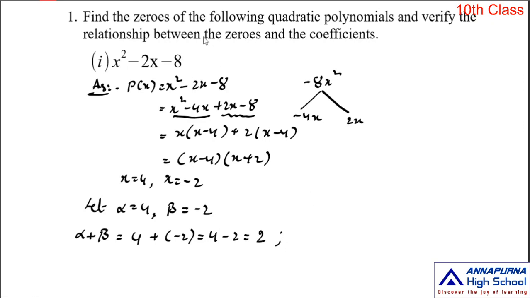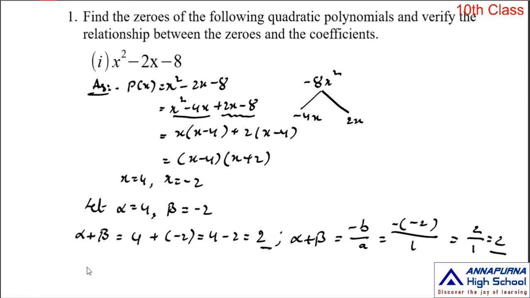Now verify the relation. So what is the relation of the zeros and the coefficients? Here the first relation is sum of the zeros. Sum of the zeros, as per the relation, is equal to minus b by a. That means minus x coefficient by x square coefficient. Here what is the x coefficient? Minus 2, by x square coefficient, that is 1. So minus of minus 2 is plus 2 by 1, it is equal to 2. Observe the two answers, they are the same.